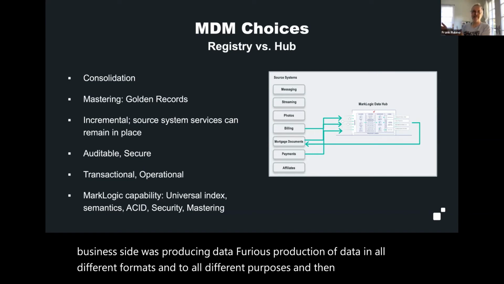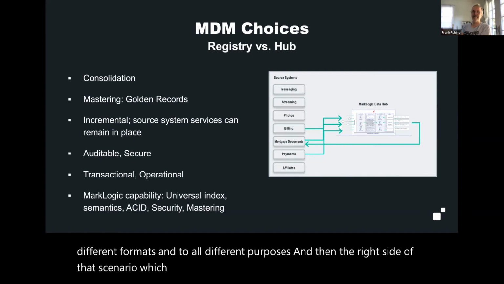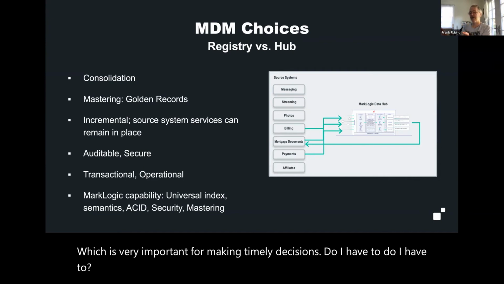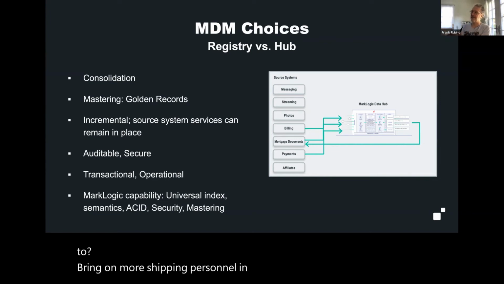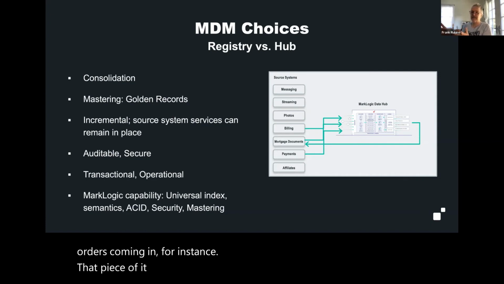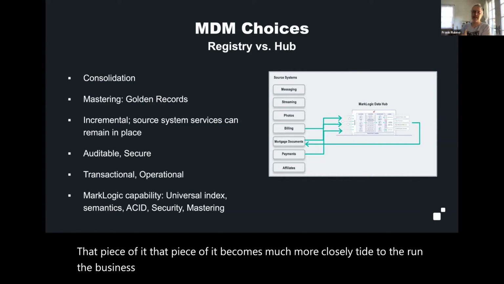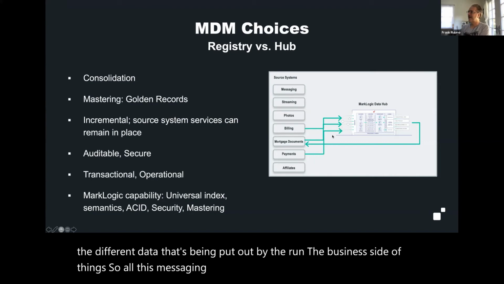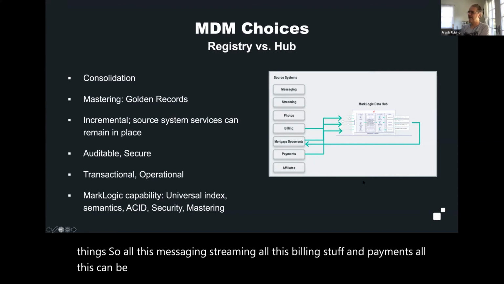And then the right side of that scenario, which is the observe the business side, is very important for making timely decisions. Do I have to bring on more shipping personnel in my warehouse because I have these orders coming in, for instance? That piece of it becomes much more closely tied to the run the business side if you've got a hub like this that can make sense of all the different data that's being put out by the run the business side of things. So all this messaging, streaming, all this billing stuff and payments, all this can be managed in a real-time operational transactional way in an operational data hub.